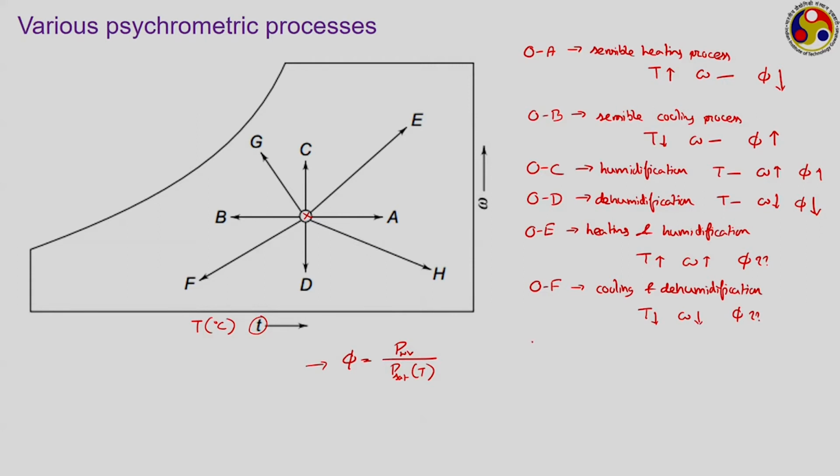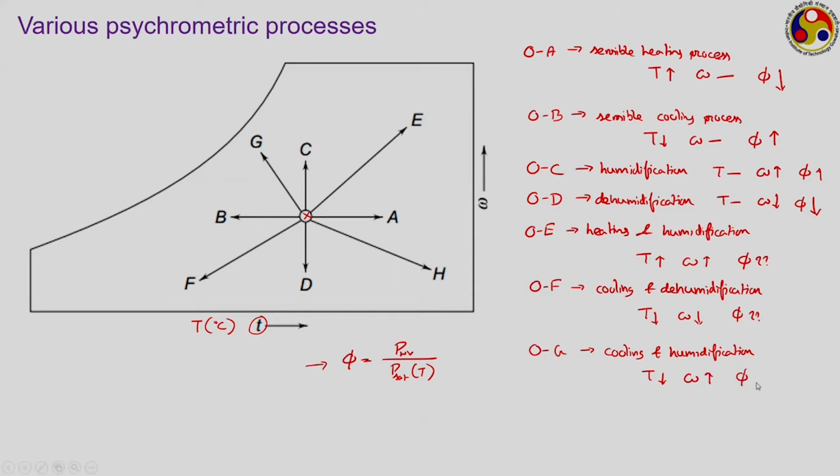Now, you have process O2G first. What is happening during this one? Temperature is decreasing, omega is increasing. So, temperature is decreasing means it is cooling, but it is humidification. It is cooling and humidification, meaning during this process temperature is decreasing, but omega is increasing. What will happen to phi?